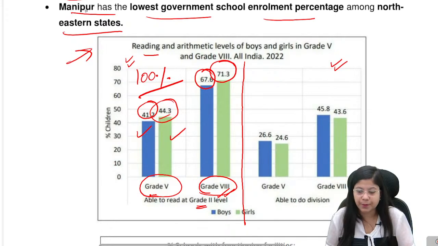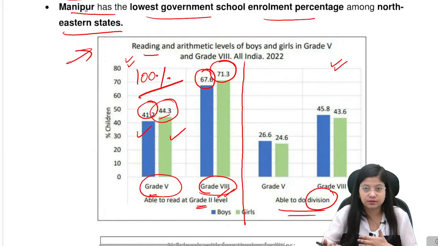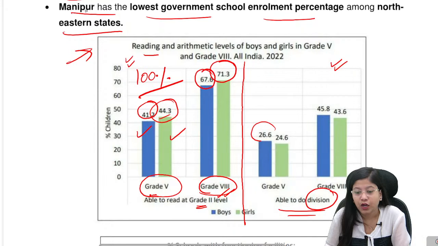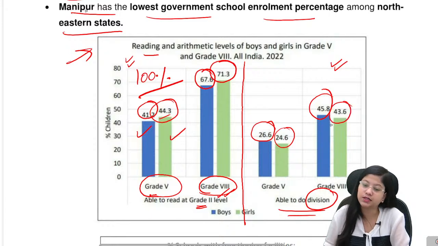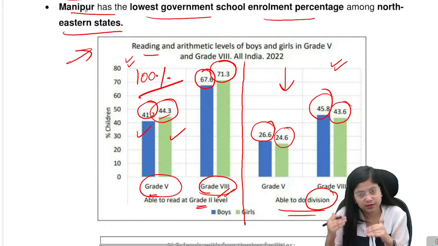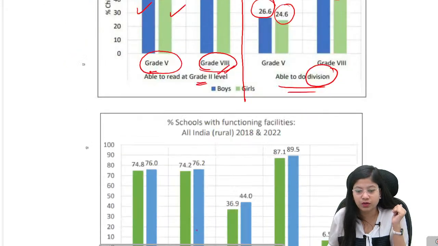not happening. As far as the arithmetic is concerned, the divide. So in grade 5th, 26.6% of the boys are able to divide. Then 24.6% of the girls are able to divide. In class 8, 45.8% boys and 43.6% girls. Okay, so clearly in maths, we can see the data is less than the reading. We have two more graphs.